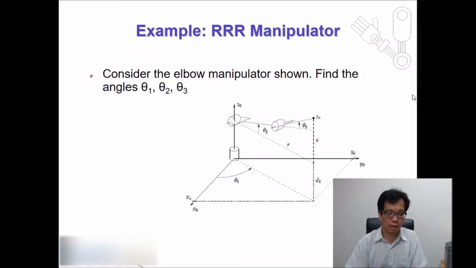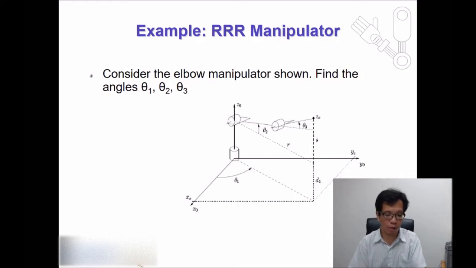Let's work on one of the examples. In this example, we are given the information xc, yc, and zc. Try to figure out theta 1, theta 2, theta 3. As we discussed earlier, there is no systematic approach to find the corresponding parameters.